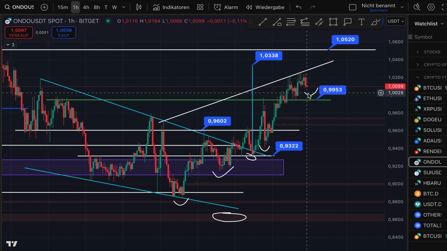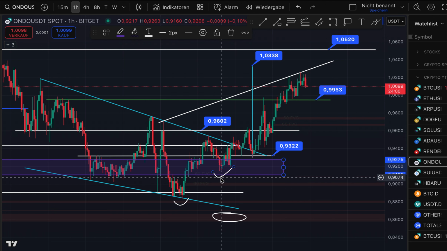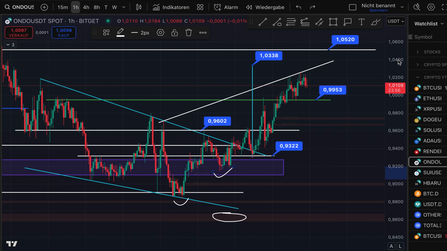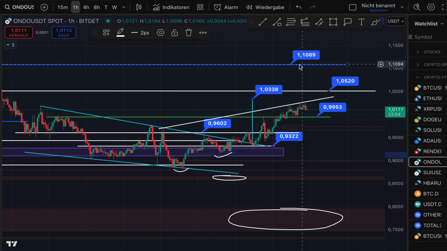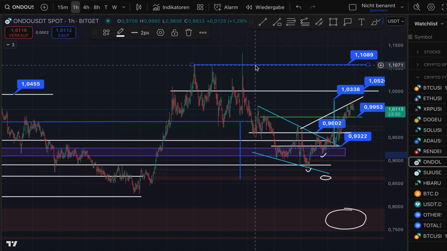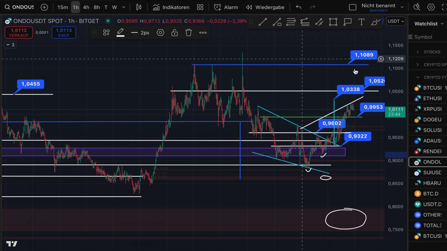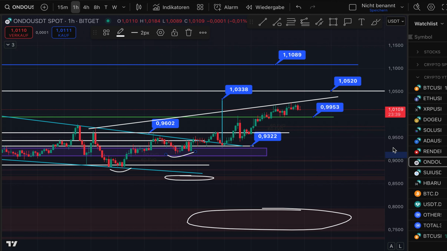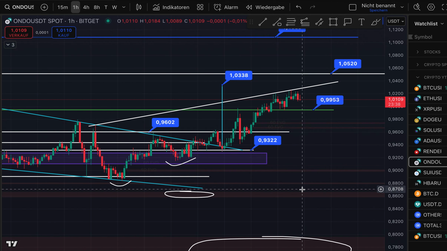After that, we have to see if we break the $1.05 to the upside, then the next resistance, if I remember it right, is at $1.10. Let's look. $1 and around about 11. That is going to get interesting because there we got rejected 3 times. 1 time with a big wick, 2 times perfectly at this price mark. So let's see what ONDO is going to do. For now, it looks good to me.